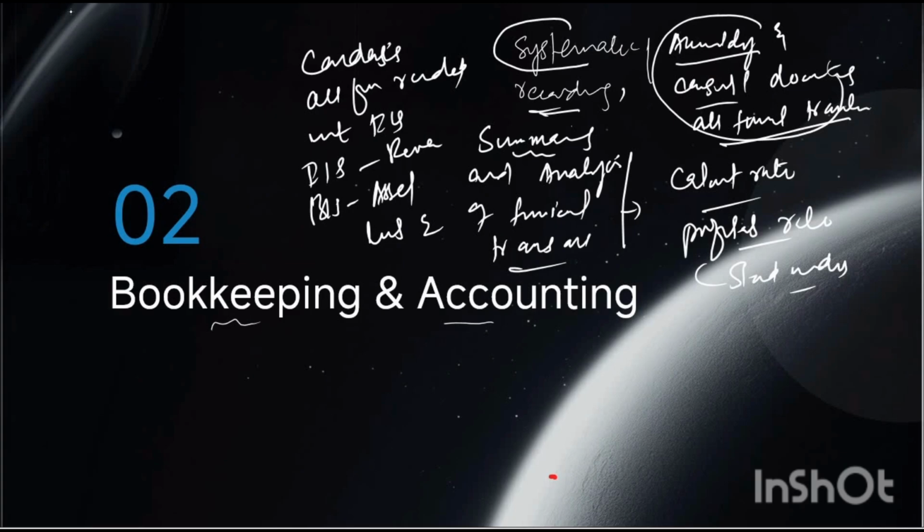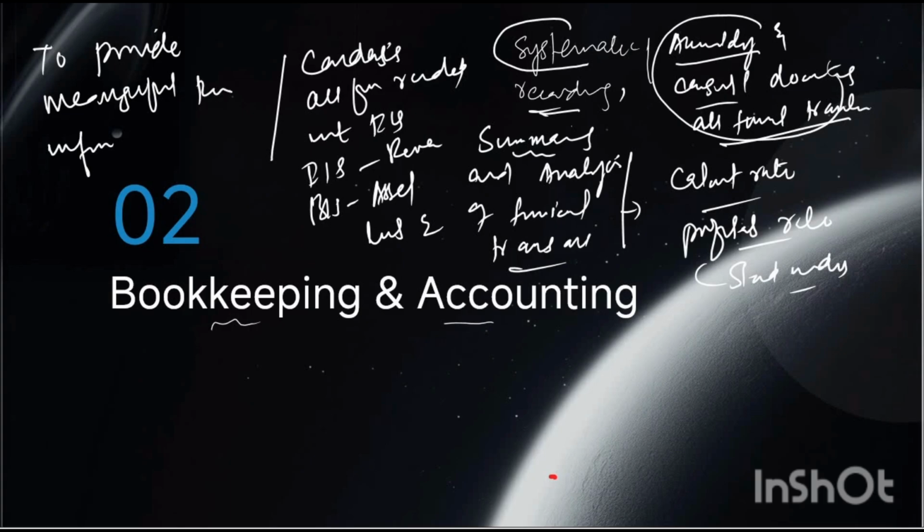So this is all about accounting, and why we are doing this: recording the data in a systematic way, then condensing it, and then analyzing the financial data. The purpose is very simple, because you want to provide meaningful information. And this meaningful financial information is for whom? For the shareholders. And when the shareholders have this meaningful information, then they will fulfill the purpose of accounting.